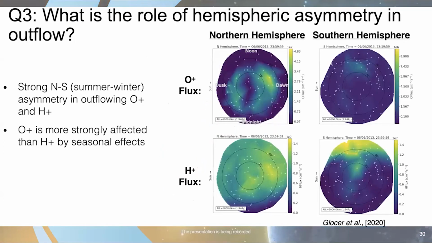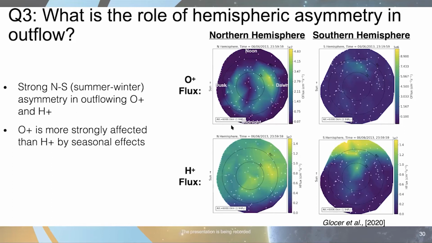So for the third question in this study, what's the role of hemispheric asymmetry in ion outflow? So here, as I said at the beginning of this section, we're including a separate outflow solution for the northern hemisphere and the southern hemisphere. And for this event, we have significant seasonal asymmetry. We have a northern summer condition and a southern winter condition. So we have asymmetric conditions of illumination.